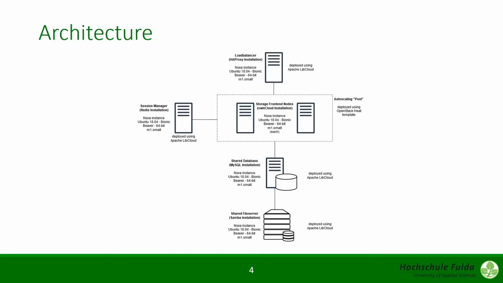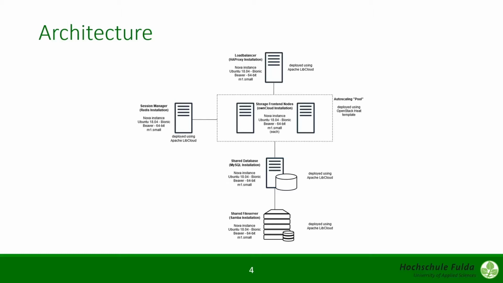Let's take a quick look at our architecture diagram. At the top, you can see the load balancer used to distribute our users evenly across all the available OwnCloud instances. It uses a HA proxy installation. The pooled instances are shown below. To make sure users can correctly maintain their session with an OwnCloud instance, we use an additional session manager running a Redis installation. The whole pool has access to one shared database running MySQL and also one shared file server running Samba. This can obviously become a serious bottleneck in a real use case, but it is perfectly fine for this small project.